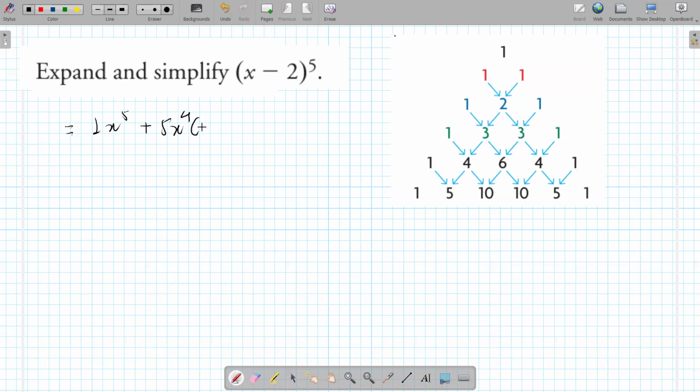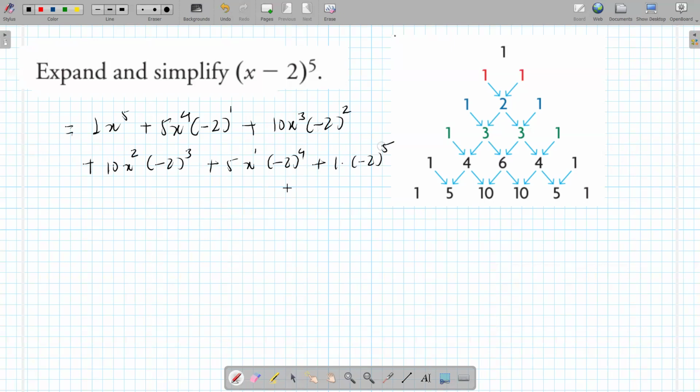Now the second term here, you can treat this as -2. You can treat that as x plus -2 to the power of 5. So your b here is -2. So it'll be -2 to the power of 1. 10x^3 times what? What's the missing term here? -2 to the power of 2. And then you keep going. 10x^2, -2 cubed, 5x^1, -2 to the 4, and finally 1 times -2 to the 5.